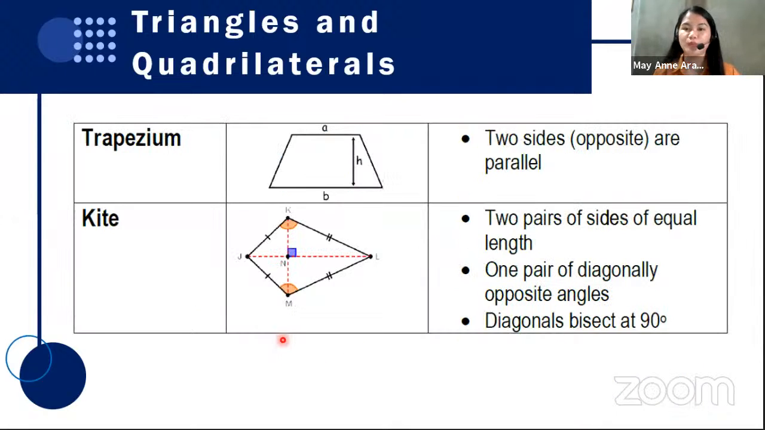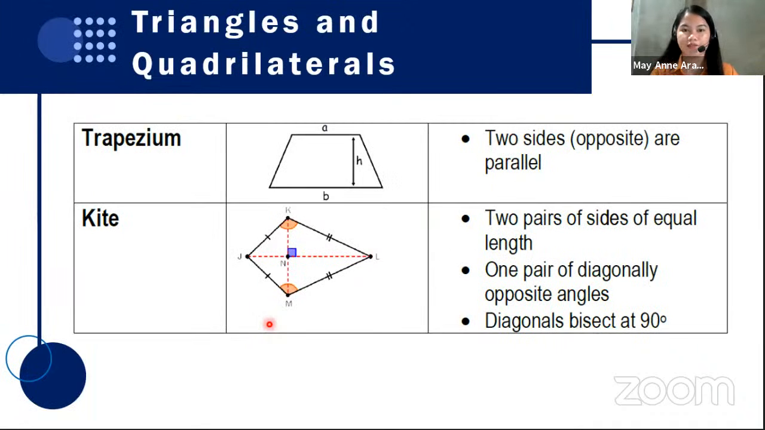For the trapezium, the two opposite sides here are parallel, so this side and then this side. Now for the kite, two pairs of sides of equal length, one pair of diagonally opposite angles equal, and the diagonals bisect at 90 degrees. As you can see in the figure, you have a 90-degree angle here. Those are some of the quadrilaterals and their properties.